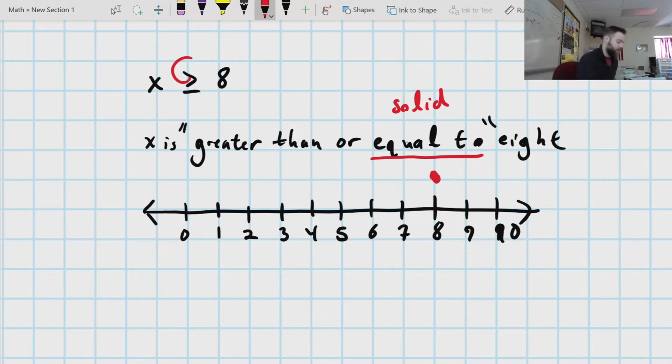I'm going to shade towards the direction where there's numbers that are greater than 8. So if I take a look at this number line, 7, 6, 5, all the way down to 0 and beyond, these numbers are less than 8. So I want to shade towards numbers that are greater than 8. And so any number that is greater than 8 will work. And so we want to write that in interval notation. So that's the next thing we're going to do. So interval notation for this guy.